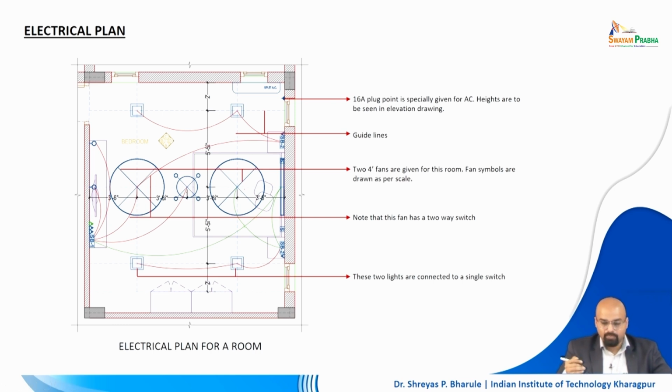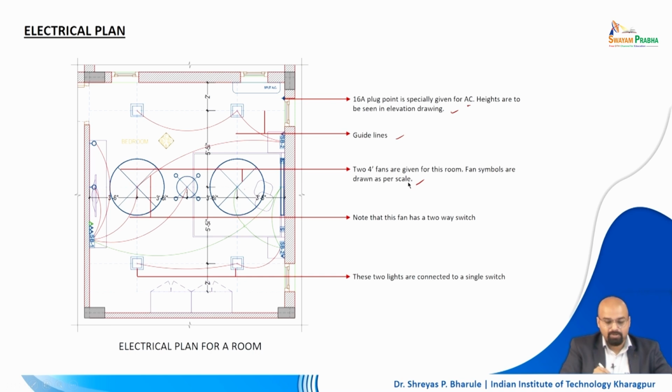So, let us look at how it is describing the thing, right. Here we have a 16 ampere plug point specifically given for AC. Heights are seen in the elevation of the drawing. So, when we see the elevation of this particular drawing, we will see that this layout is laid out this way, right. Then we do see the dotted lines. The dotted lines are basically nothing but the guidelines to lay out all the electrical appliances being laid out here. Then we have 2 fans, 2 4 feet fans which are given for this room.